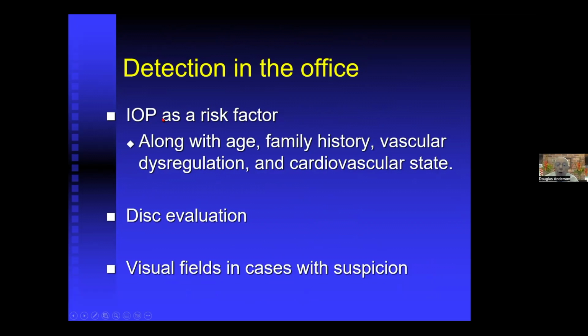So intraocular pressure is a risk factor: age, family history, vascular dysregulation, cardiovascular state. We're going to get into all that. They're all risk factors. Then the disc tells you whether or not there seems to be something wrong, and in any suspicion, you get a visual field test. That's how we detect glaucoma currently in the office.